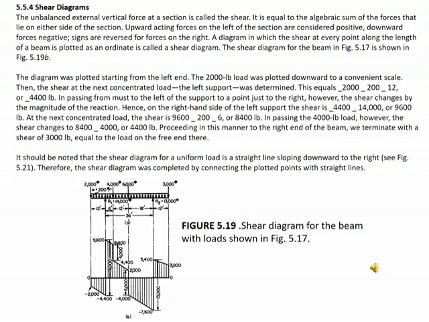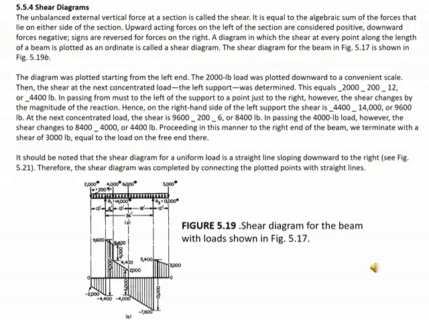A diagram which shows the shear at every point along the length of the beam, plotted as an ordinate, is called a shear diagram. So in this case, you see the above diagram. This is Figure 5.19. The above diagram is for the beam loading, and the bottom diagram is the shear diagram. The diagram is plotted starting from the left end.